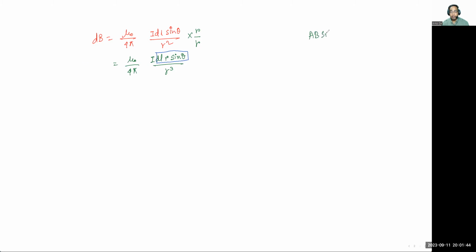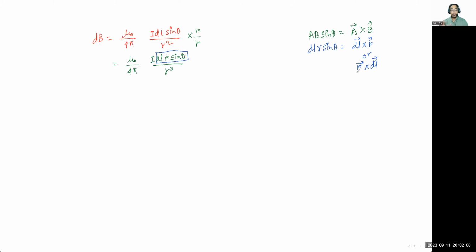A B sine theta. What happens to this? How does it look? Yes, it is going to be A cross B. Very good. Now, by the same similarity, over here we have dl, r, sine theta. It could be dl cross r or r cross dl. Which one is the correct one?